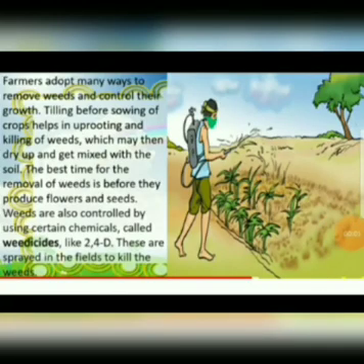Farmers adopt many ways to remove weeds and control their growth. Tilling before sowing of crops helps in uprooting and killing of weeds, which may then dry up and get mixed with the soil. The best time for the removal of weeds is before they produce flowers and seeds. So that is the time we have to remove the weeds.